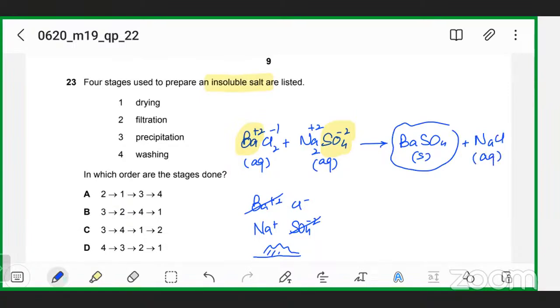तो आपको करना क्या होता है? आपको उसको filter करना होता है. You filter the precipitate out. ठीक है, that's precipitation, filtration. और क्या कहा था? You wash the solid precipitate and then you dry it. ठीक है. तो जो भी क्या order बना है? B. ठीक है, that's B.